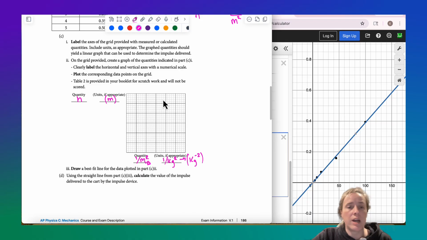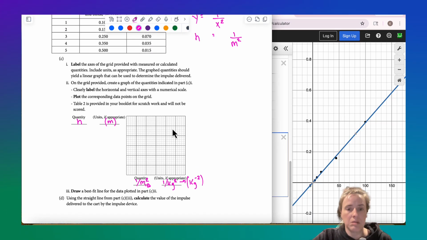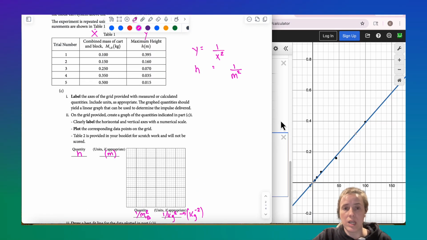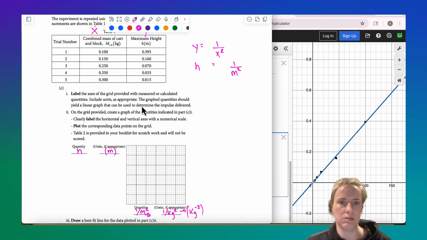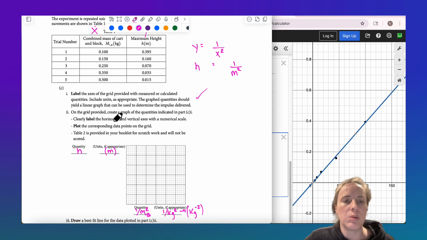Notice how I didn't have to actually calculate anything. All I did was plot my data. I was looking at what kind of functional dependence that was. All right, so we labeled the axes of our grid with measured or calculated quantities, and we included units. Check. It's going to yield a linear graph. It does. Look how nice that is. Check. Clearly label the horizontal and vertical axes with a numerical scale. So that's what we need to do now.